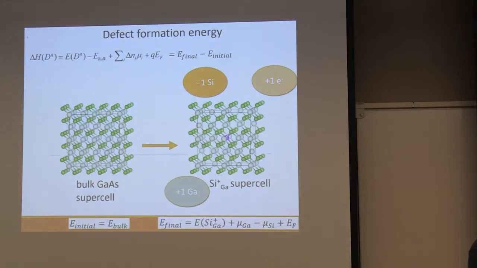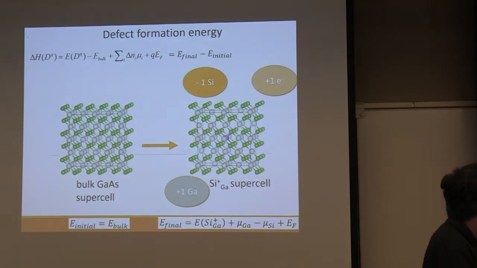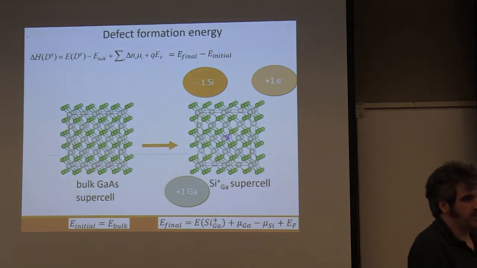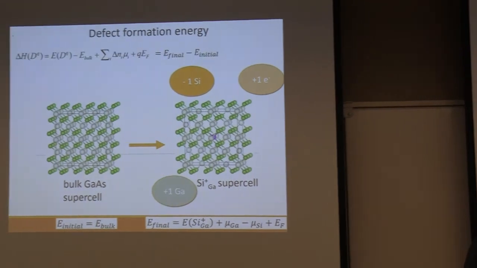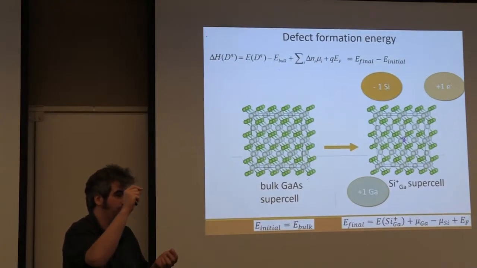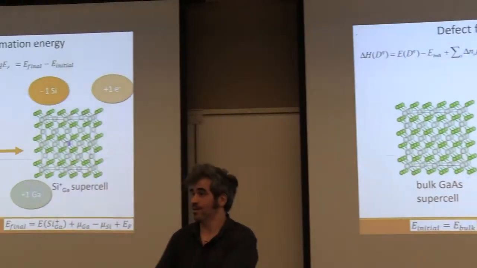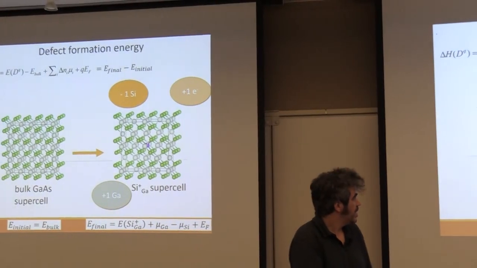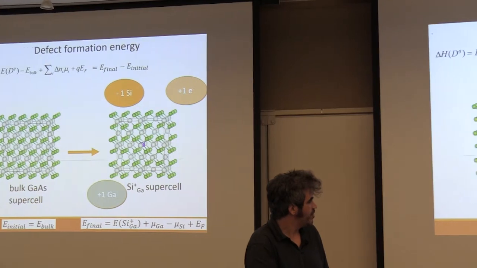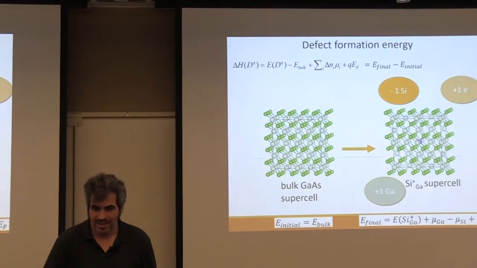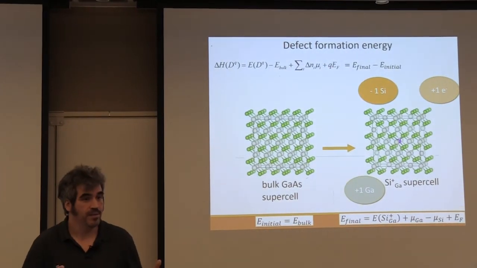Okay, so now back to the growth conditions. The silicon, we know what that really is. We'd use a reasonable reference like bulk silicon. We know the chemical potential can't be higher than that of bulk silicon, because if it were, then it would spontaneously form silicon. Now for gallium, the chemical potential, you will see that it can actually vary.